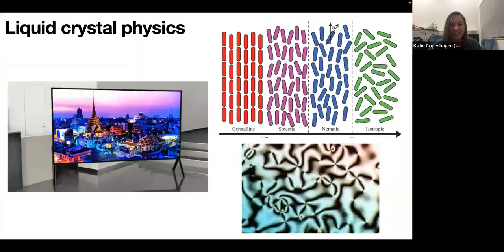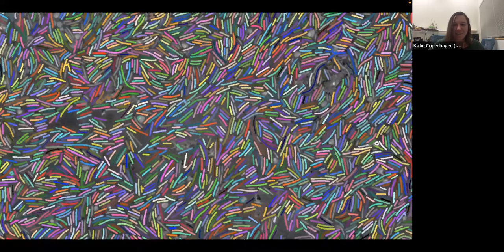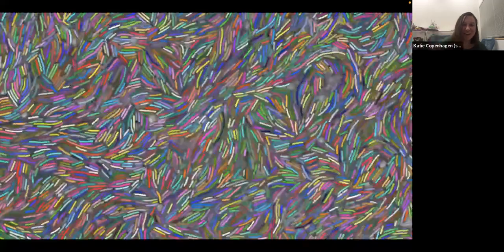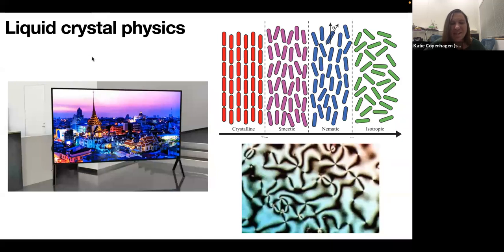So that's where we're going, but we don't actually have to be able to track all of the cells to be able to learn a lot about our system, because we can use some concepts and methods developed in liquid crystal physics.